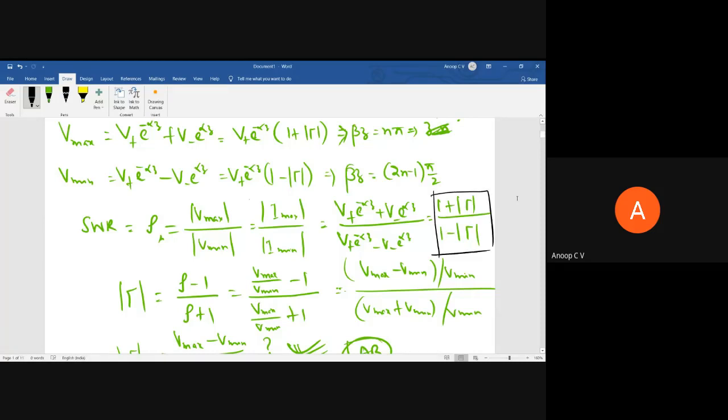These equations. Any doubt in this so far? If you have any doubt, please feel free to ask. Otherwise, we'll start solving problems. Any doubt? Please, at least one of you, type in the chat window so that I can proceed.